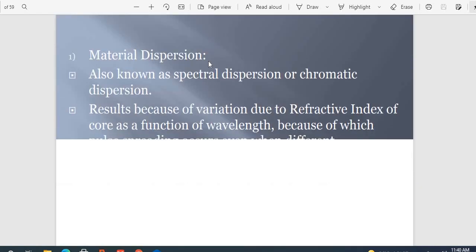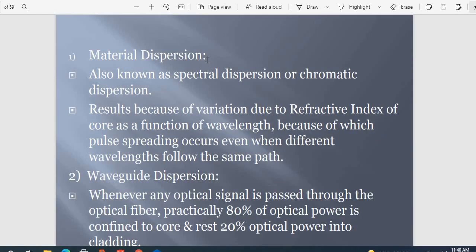So what is material dispersion? It is also known as spectral dispersion or chromatic dispersion. Because of the spectral line, you may get the dispersion, or because of the chromatic dispersion, you may get the distortion. Because of these two parts, it is also known by the names spectral dispersion or chromatic dispersion. It results from the variation of the refractive index of the core as a function of wavelength.